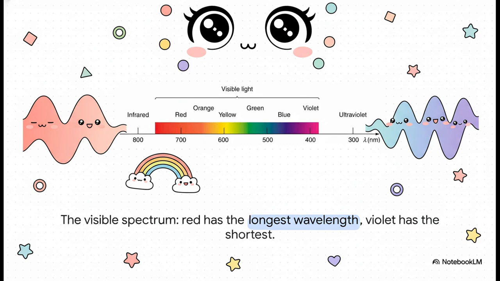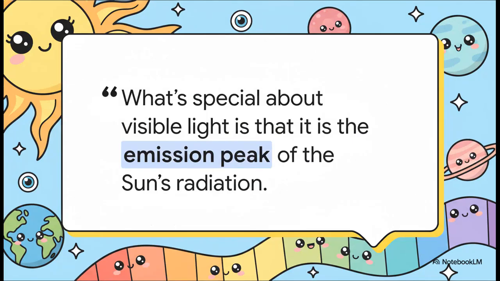From red, with the longest visible wavelength, all the way down to violet, with the shortest. Every color, every single shade, is just your brain's way of interpreting a slightly different wavelength of light. Kind of wild, right? So why this specific window? I mean, of all the frequencies, why these?